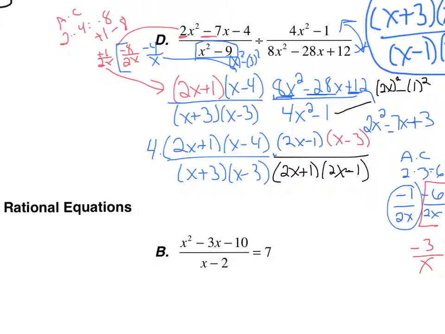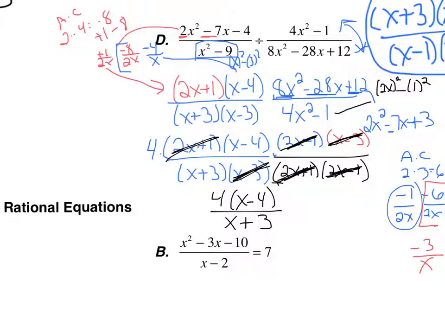And now we can cancel. So we have 2x plus 1 cancels with 2x plus 1, and 2x minus 1 and 2x minus 1, and x minus 3 and x minus 3, and we're left with 4 times x minus 4 over x plus 3, and we're just going to leave it factored.